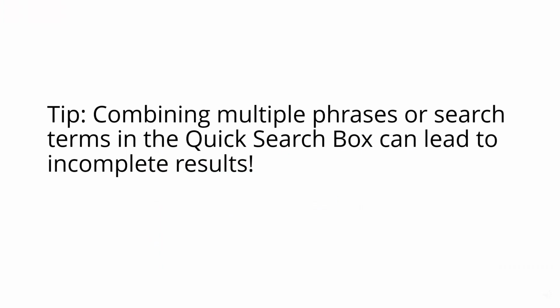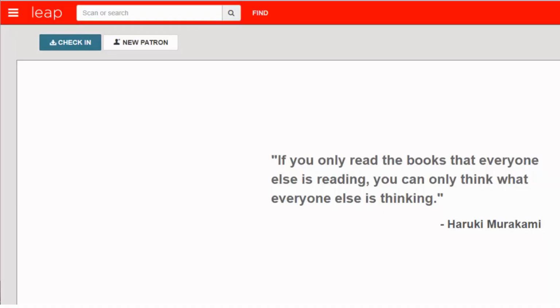Be careful to not combine several phrases or search terms when using the Quick Search box. This may lead to an unsuccessful search or incomplete search results. Here's an example. If I try to combine an author and title search in the Quick Search box by typing in Matt Haig Midnight Library, I don't get any results from my search because there are no records in which those words appear together in the same order. Again, trying to search multiple phrases at once using the Quick Search box isn't recommended because it can give you an unreliable list of results.